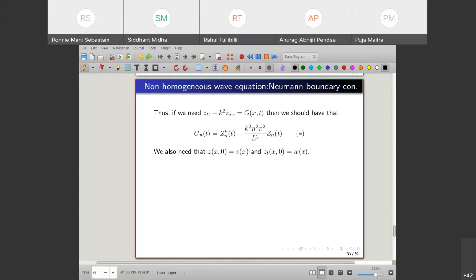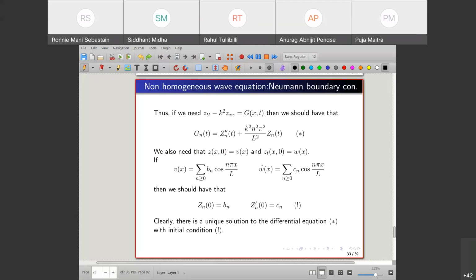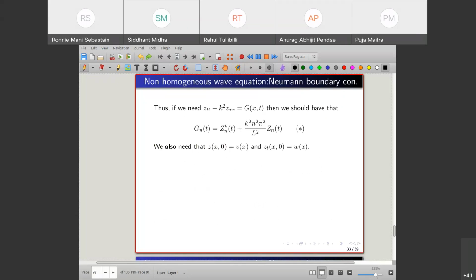z_x(x,0) is equal to v of x, right? And z_t(x,0) is equal to w of x, right? Maybe let me just write something over here. So z(x,0) is going to be equal to the summation n greater than or equal to 1 of z_n(0) sine, I'm sorry, cos, right? Oh, this is going to be n greater than or equal to 0 this time.